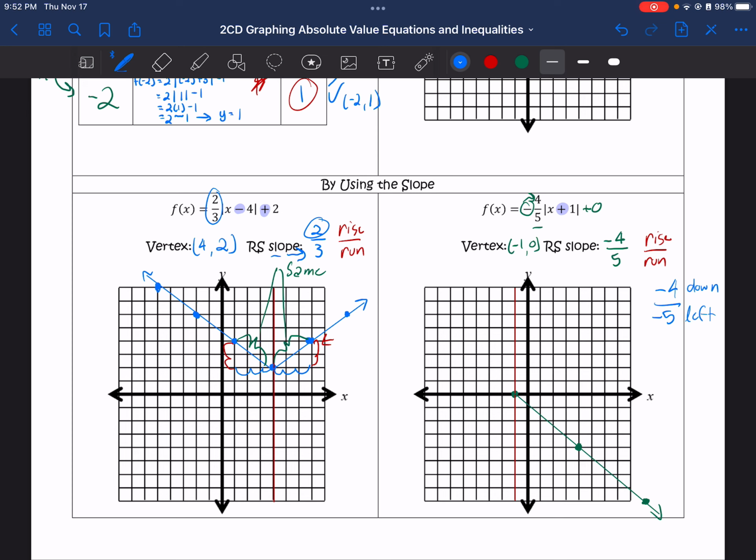So we're still going to go down 4. We're going to go 1, 2, 3, 4, and then we're going to go left 5. 1, 2, 3, 4, 5, giving us a point at (-6, -4). If y'all wanted to do it one more time, we'd do 1, 2, 3, 4, then 1, 2, 3, 4, 5, giving us a point off the graph. But now we have our absolute value graph that looks like this.